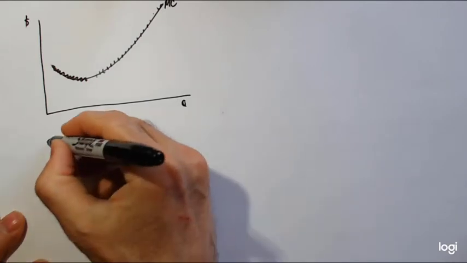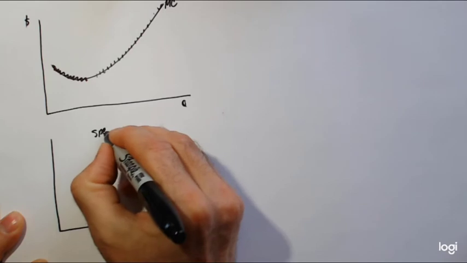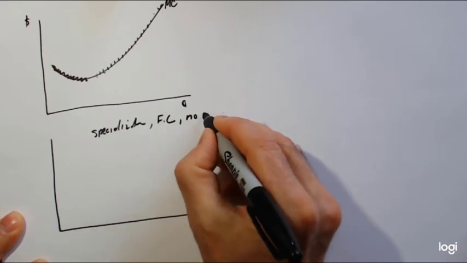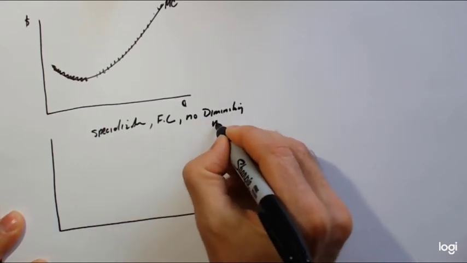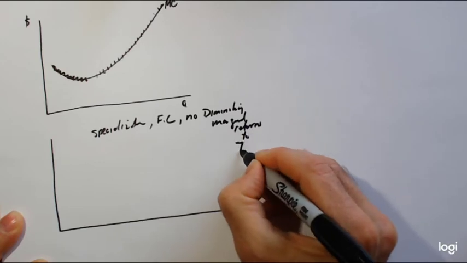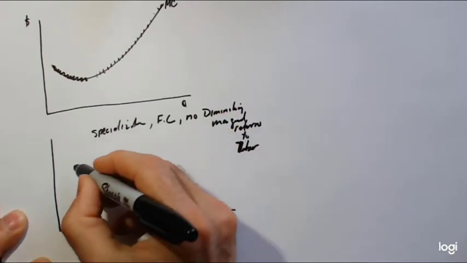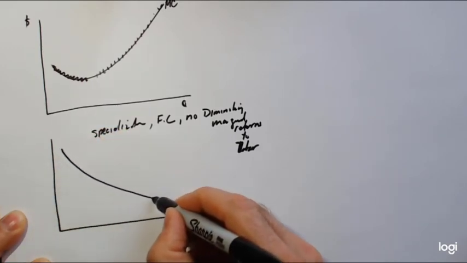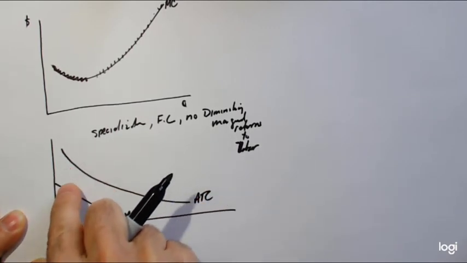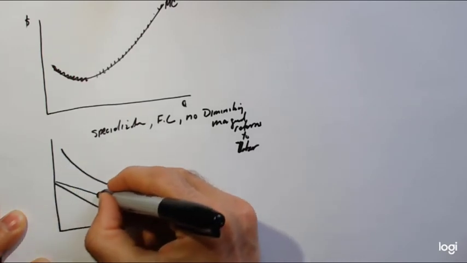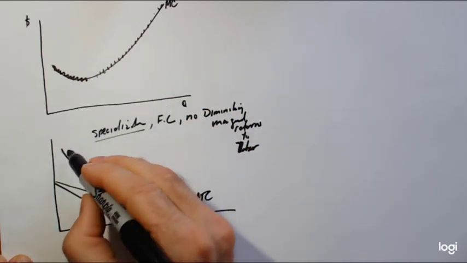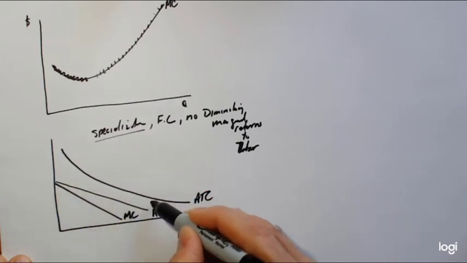Now, let's look at the situation where we have specialization, we have fixed costs, we have no diminishing marginal returns to labor. So I'll spell it out. If that's the case, we're going to have an average total cost curve that keeps coming down, a marginal cost curve that keeps coming down. So the marginal is below, it keeps pulling down that average like we talked about. And you're going to have an average variable cost curve that looks something like this. And so there you have it. You have specialization. Look, the specialization is continuing and continuing and continuing.